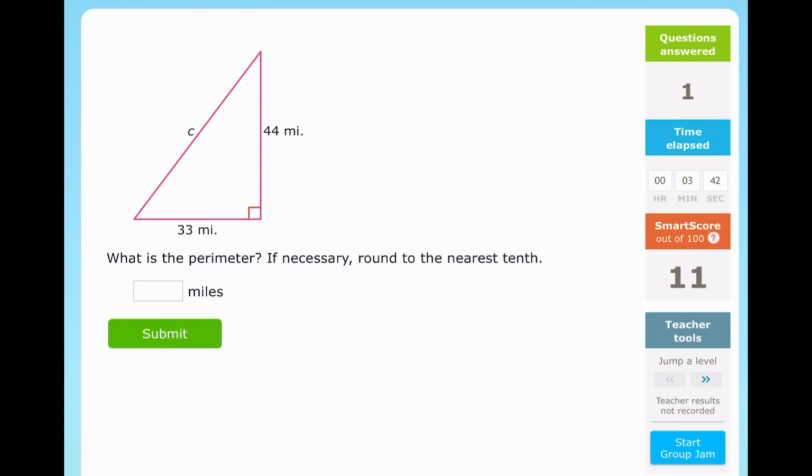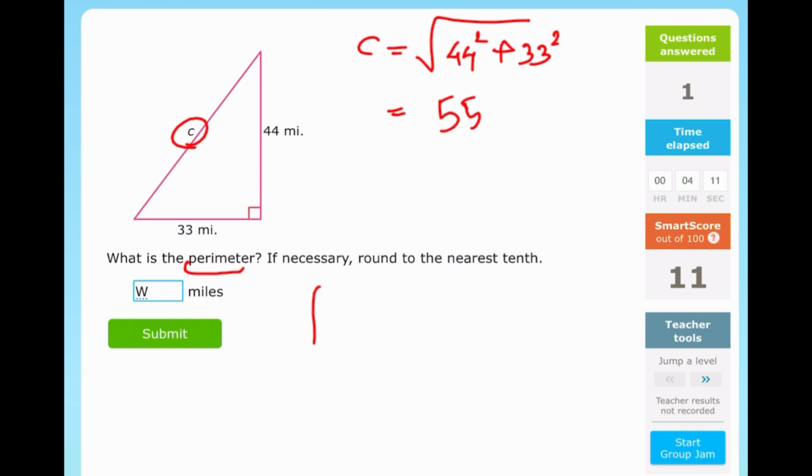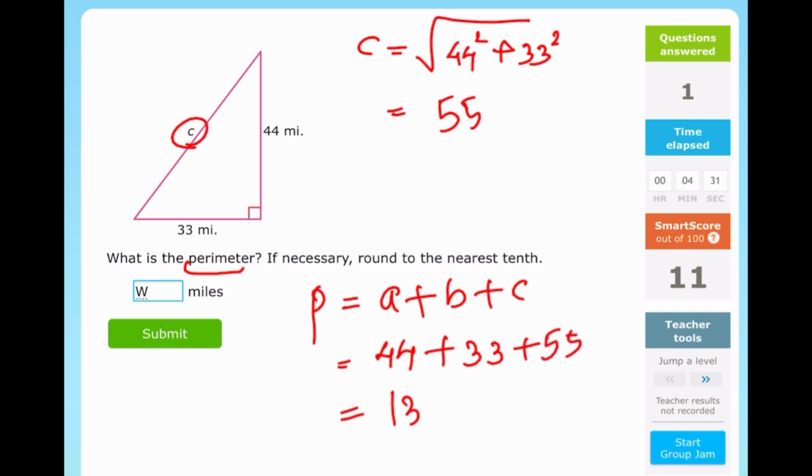In this problem, it is asking us to find the perimeter. Perimeter means the sum of all three sides, so we need to first find C, which is the hypotenuse. C equals the square root of A squared plus B squared, which is 44 squared plus 33 squared. And that will give us 55. In order to find the perimeter, we have to add all three sides, which is A plus B plus C. That equals 44 plus 33 plus 55. That will give us 132.